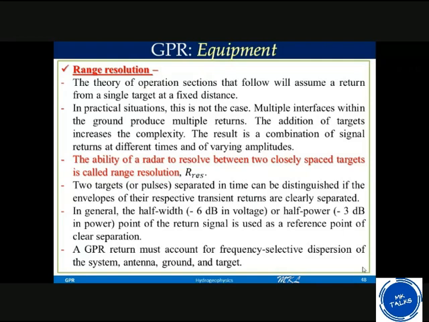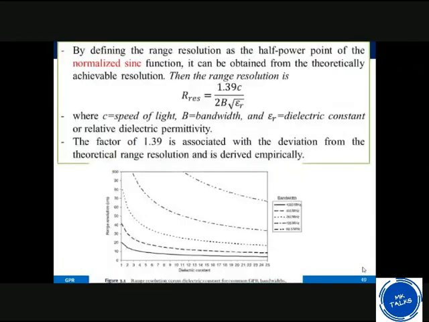So range resolution can be explained by 1.39 c divided by twice B root over epsilon R. Epsilon R is your dielectric constant, or the relative dielectric permittivity, and this is how resolution changes with the bandwidth. If you are using 1000 megahertz, this is the range resolution, up to 20 centimeter thickness. So there is a laminar bed, or a small bed, and if the bed is in dry condition where the dielectric constant is higher, then a bed of less than 10 centimeter thickness, or less than 5 centimeter, can be resolved, can be seen using this system.